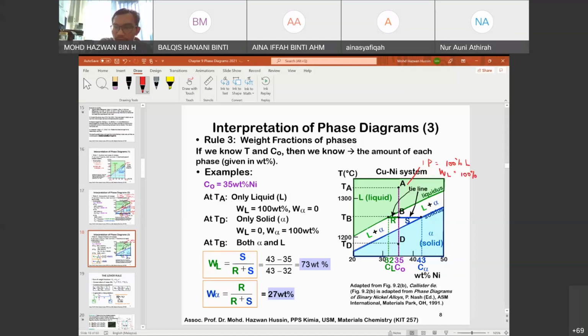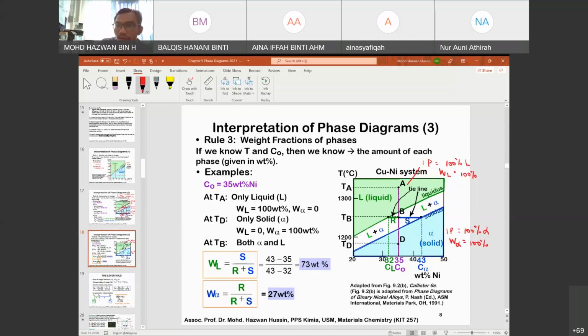At point D, you still have one phase, which is alpha. It will be 100% alpha, or 100% solid. Then the weight fraction, W alpha, is equal to 100% solid, so no liquid exists here. So how about point B?